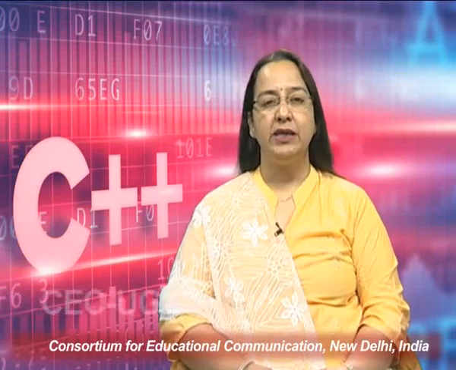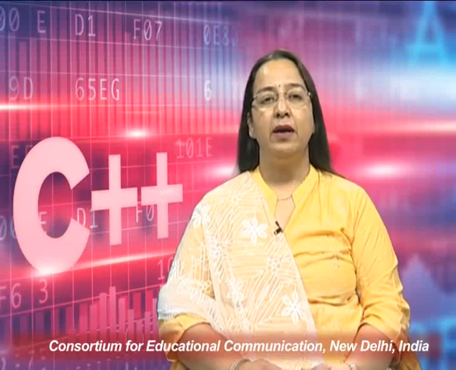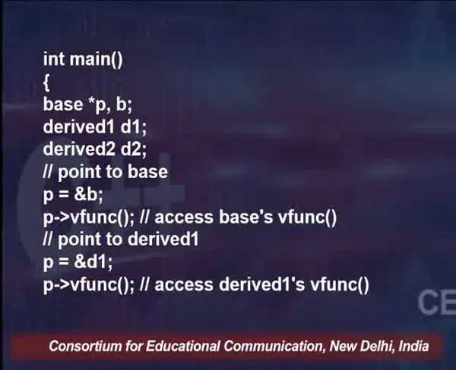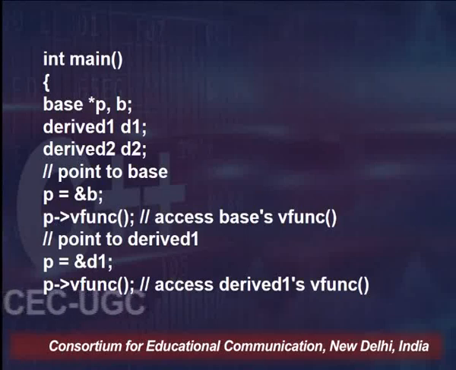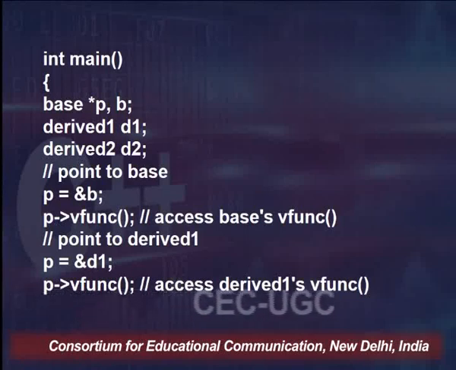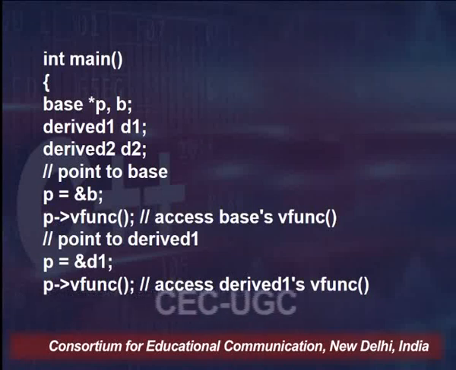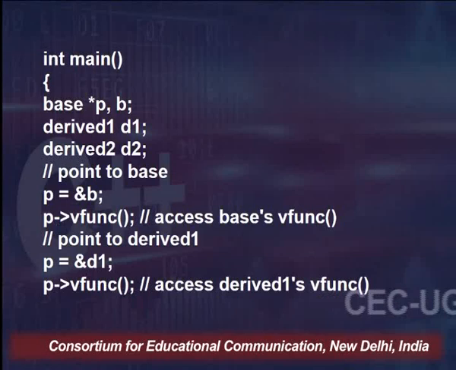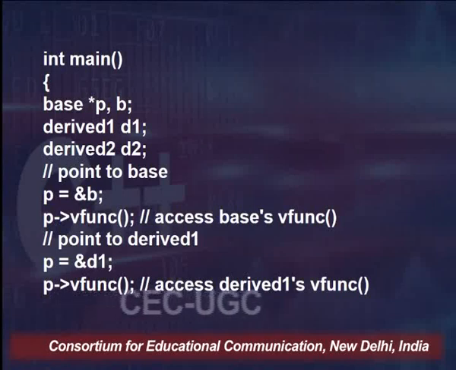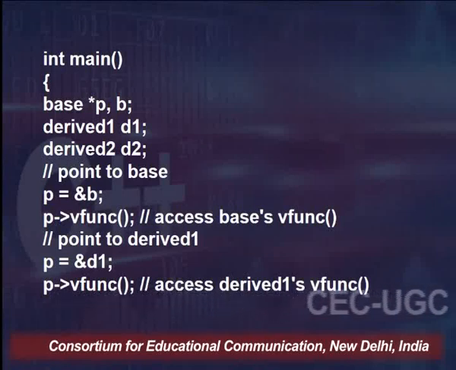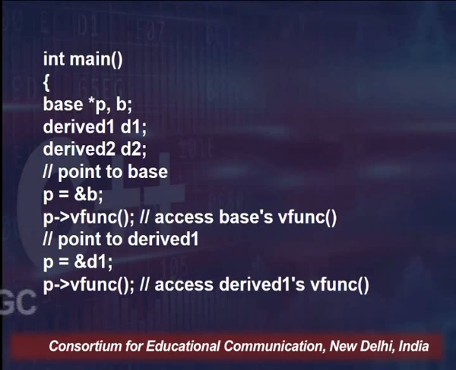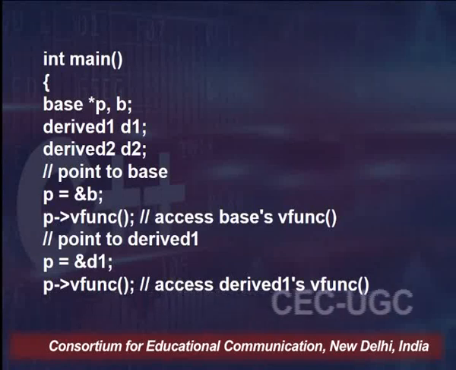But now in the next step, when we are making the pointer P point to the object of the class derived 1, which is D1, by writing the statement P is equal to ampersand D1, and now we are trying to access vfunc with the help of P through an arrow operator by writing the last statement, P arrow operator vfunc. It is going to access derived 1's vfunc. That is very clear, because derived 1 already has its own definition of vfunc.